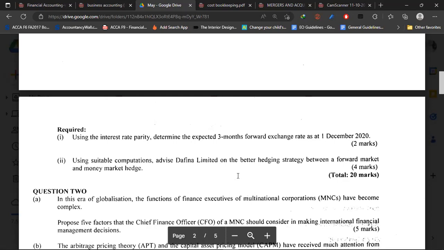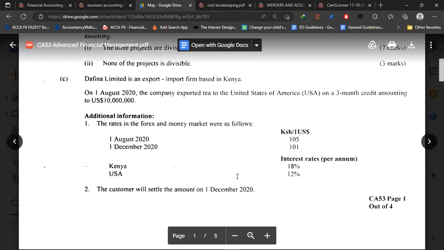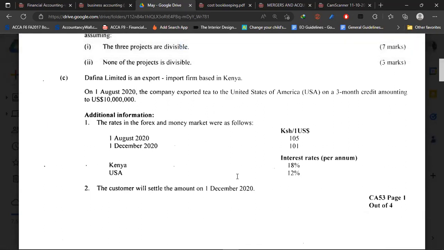Very good. I can see that we are yet to reach parity measures. What we are going to be factoring right now is doing the second requirement, where the examiner is asking us to do the money market and the forward exchange rate. In this case, the most important aspect is analyzing what we are dealing with. We have been told that Dafina Limited is an export-import company based in Kenya, and the company exported tea to the United States of America on 3-month credit amounting to $10 million, right?